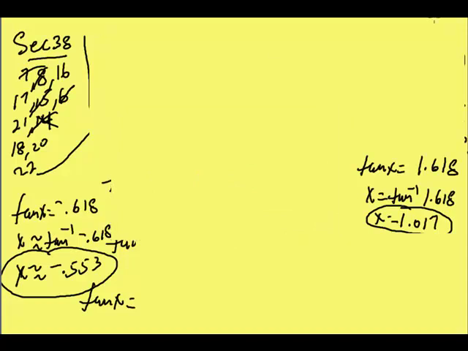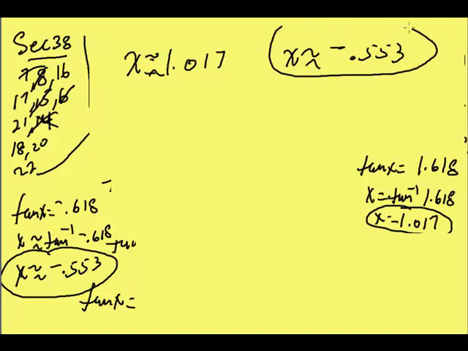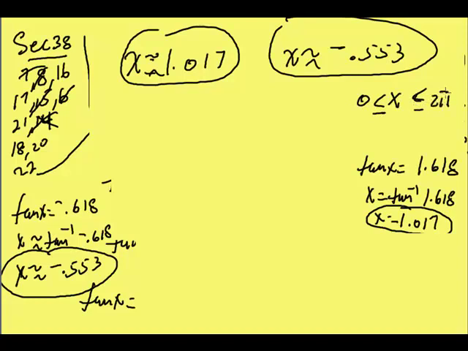Alright. If x is equal to 1.017, and if x is equal to negative 0.553, those are two solutions I have. But we have a domain restriction. The domain restriction is x has to be greater than or equal to 0, less than or equal to 2 pi.